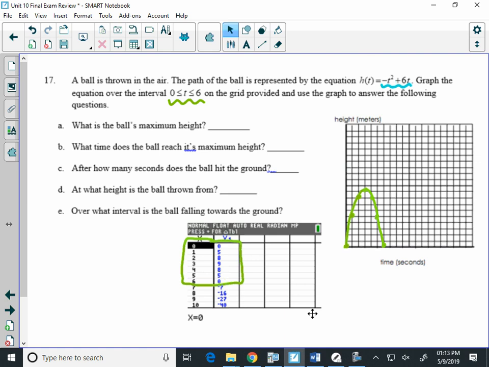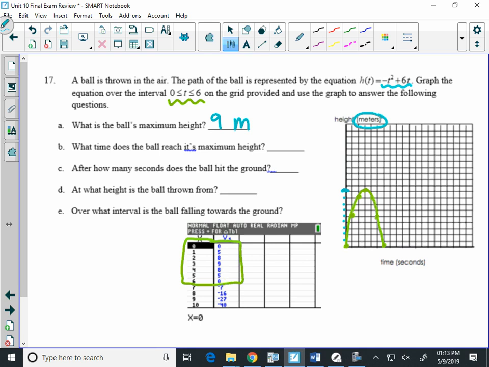A asks, what is the ball's maximum height? In other words, what's the highest the ball goes? So if we look at our graph, here's the highest where our ball goes. If we count, that's 1, 2, 3, 4, 5, 6, 7, 8, 9. So it went 9. And be very careful, label your answers. It says meters right there in the directions. So it'd be 9 meters. Make sure you label your answers.